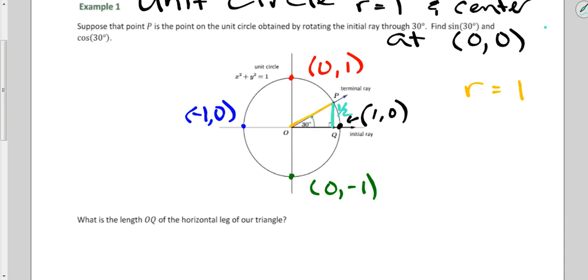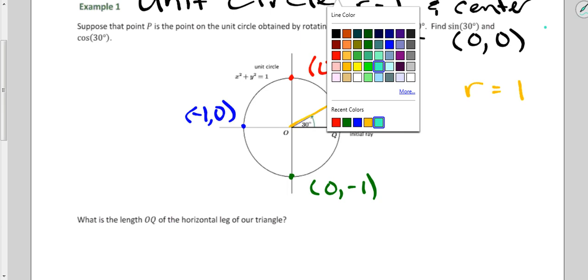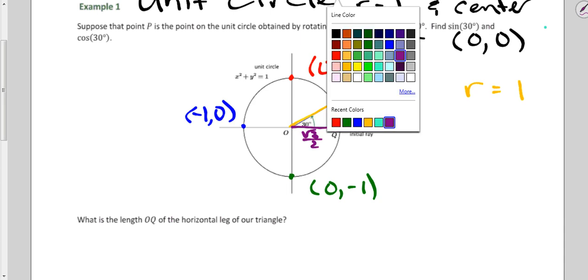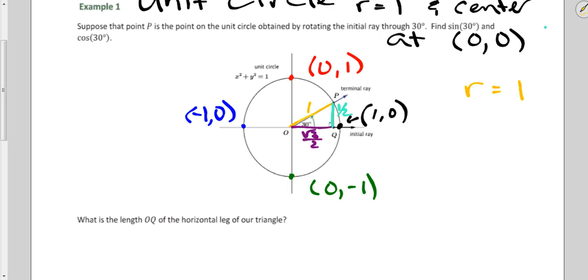And what should I do next? I'm going to do purple. I'm a Viking fan. Purple. What's that, Ethan? Square root of 3 over 2 right here. So now, oh no, that yellow one.